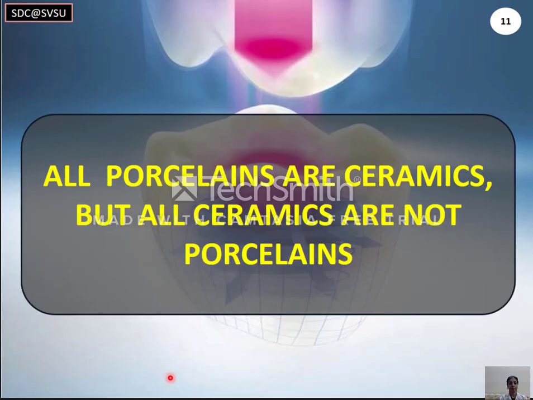We basically use these terms, porcelains and ceramics, interchangeably, but there's a slight difference between the two. All ceramics are crystalline materials composed mainly of quartz, that is a form of silica, whereas porcelains are glassy materials whose main constituent is kaolin. So it's correctly said that all porcelains are ceramics, but all ceramics are not porcelains.